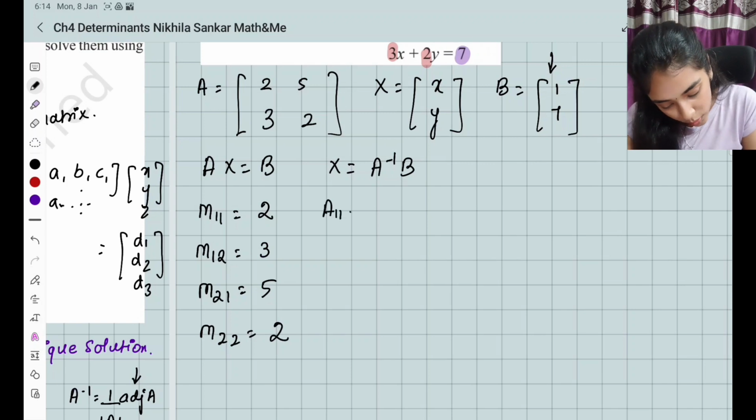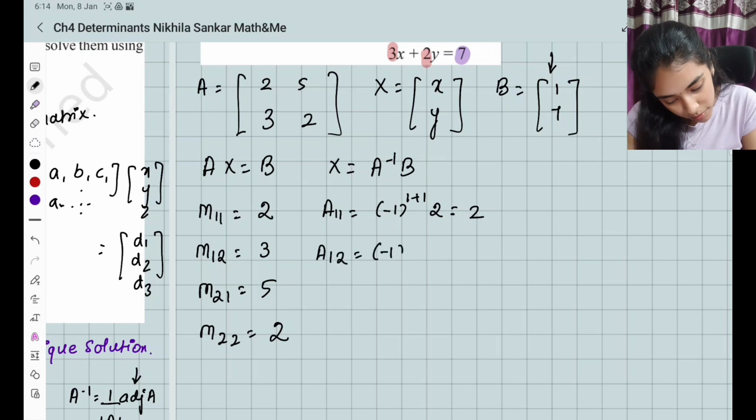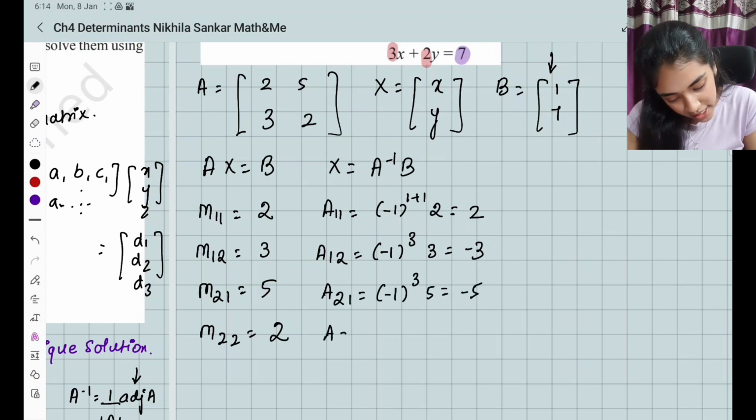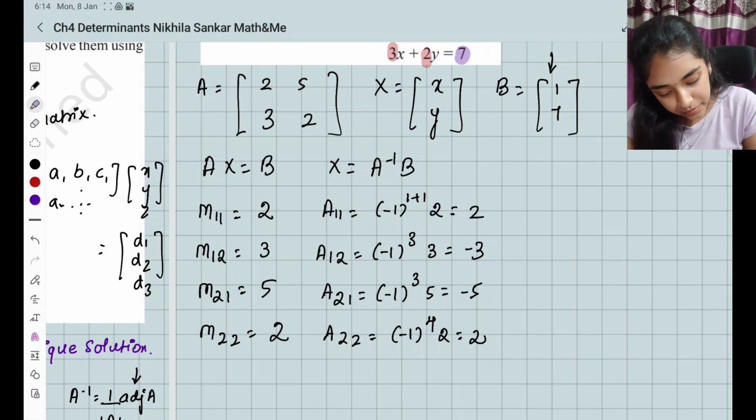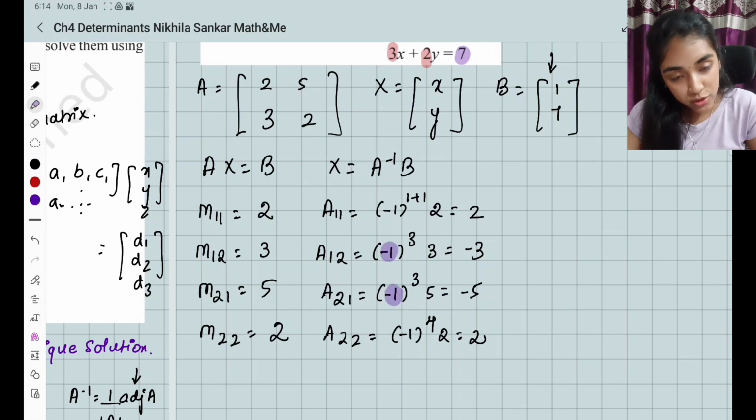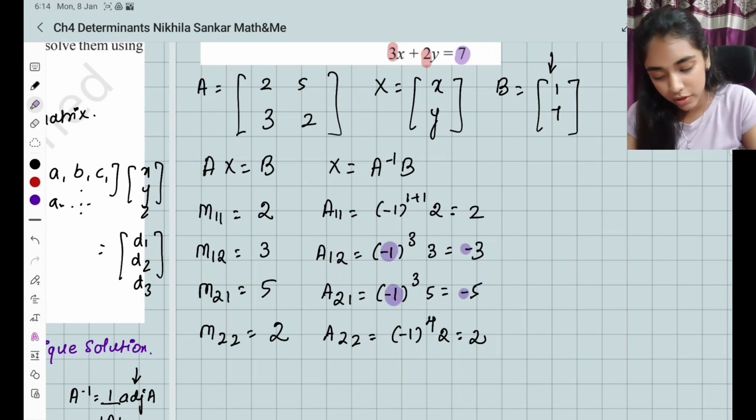Now A11 is going to be minus 1 to the power 1 plus 1 times 2, which is going to be 2. You should know this. A12 is going to be minus 1 to the power 3 times 3, which is going to be minus 3. Similarly, A21 is going to be minus 1 to the power 3 times 5, which is minus 5. A22 equals minus 1 to the power 4 times 2, which is going to be 2. So what do we see here? A12 and A21 are going to give me a negative value. So you should know to write that directly by default.